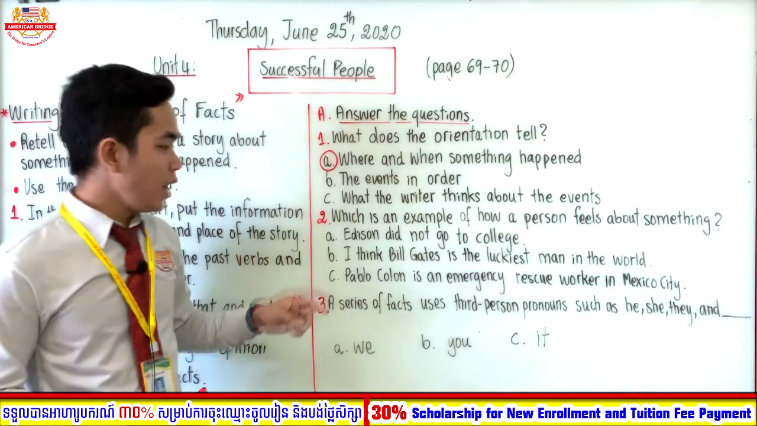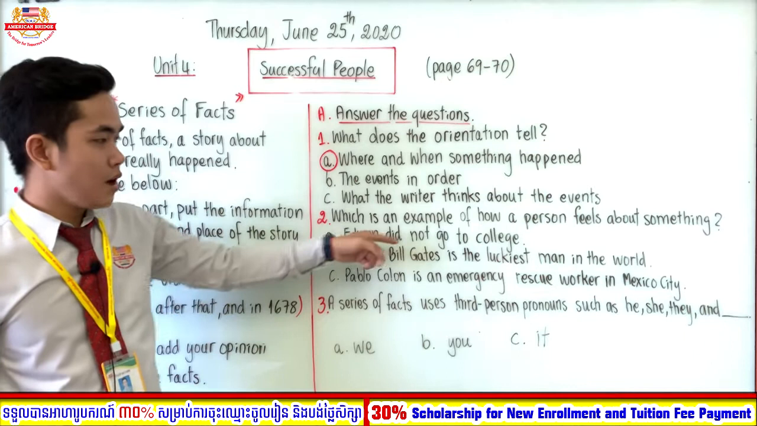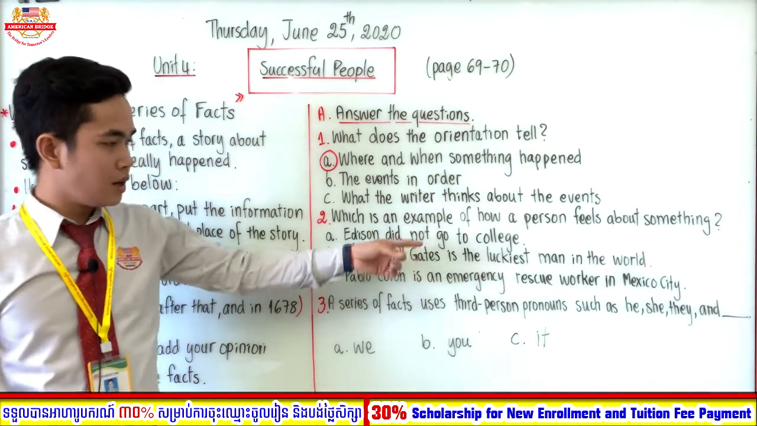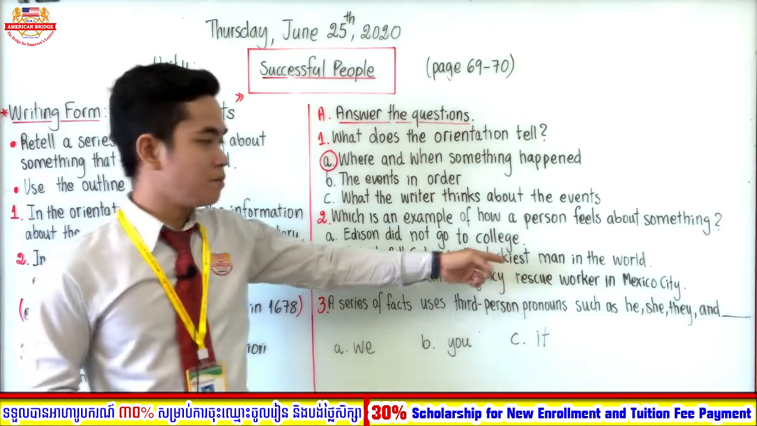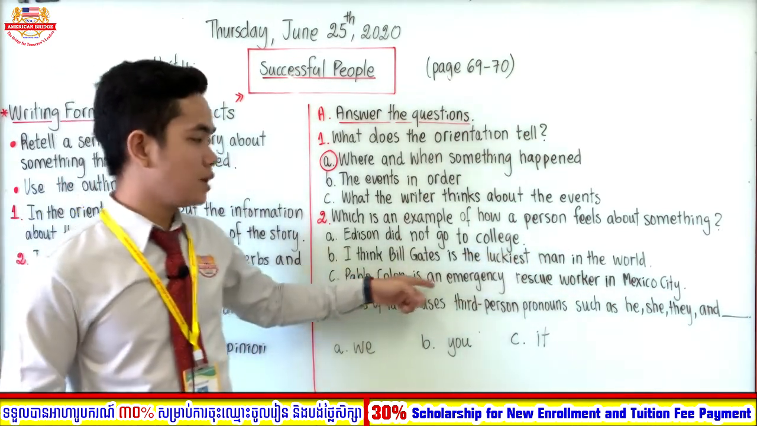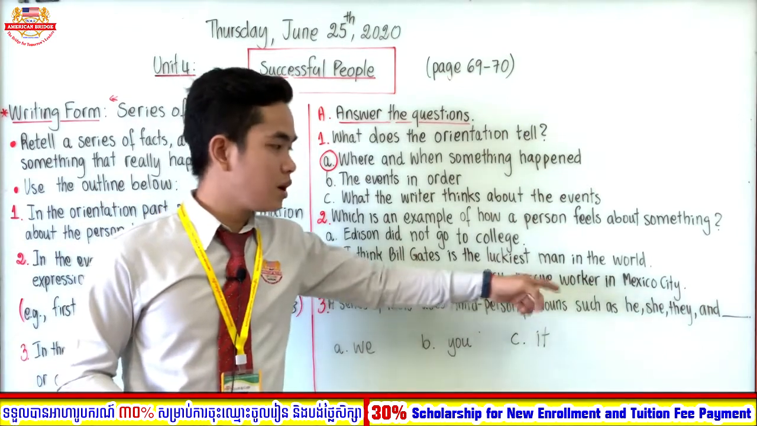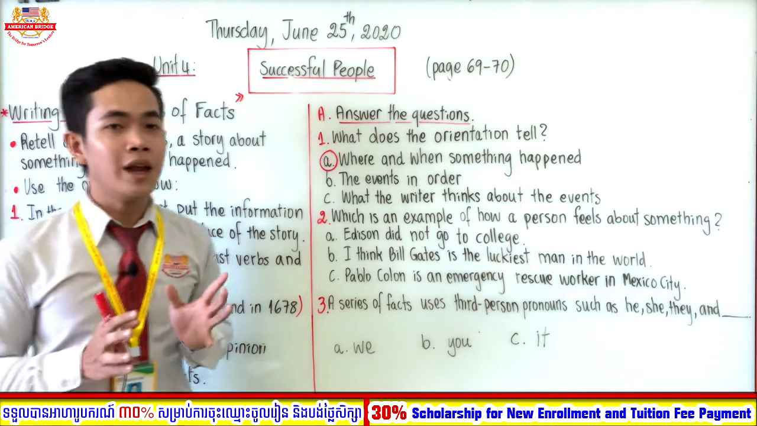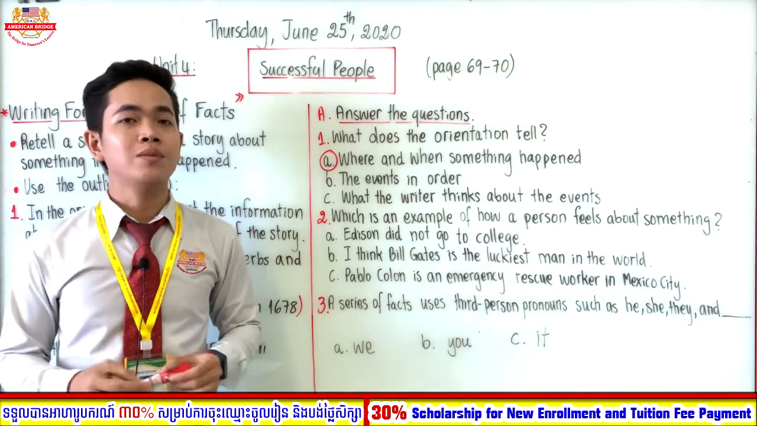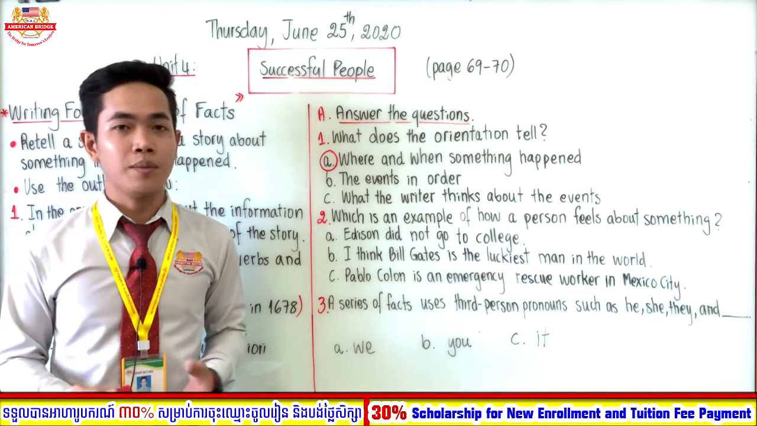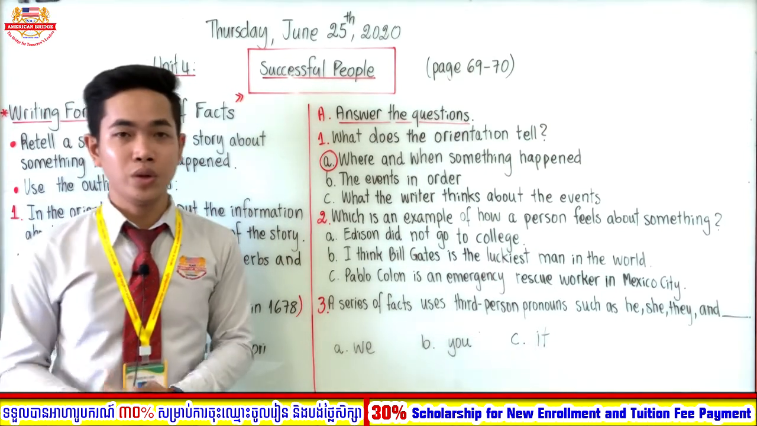Okay, so A, Edison did not go to college. B, I think Bill Gates is the luckiest man in the world. C, Pablo Colon is an emergency rescue worker in Mexico City. Okay, so to add your idea, like what I told you, you have to express your own opinion about something that is real and true, right?